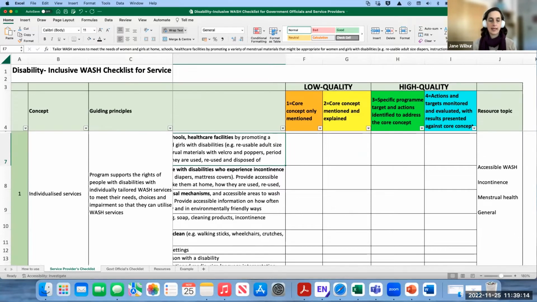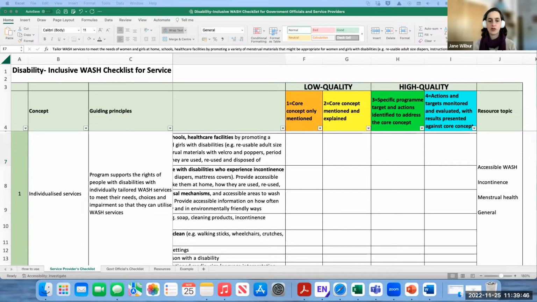So here we move on to how you use the checklist to review a policy or program document. Now I explain exactly how you do that. I take you through a document and complete the checklist with you in film 3. But in brief, you would read your document and highlight any text that references a concept. And then you would award each reference a quality of commitment score.